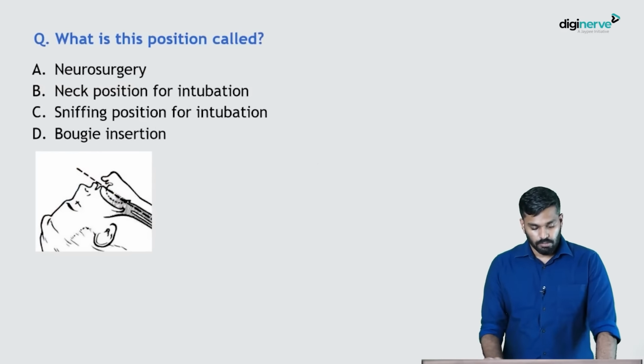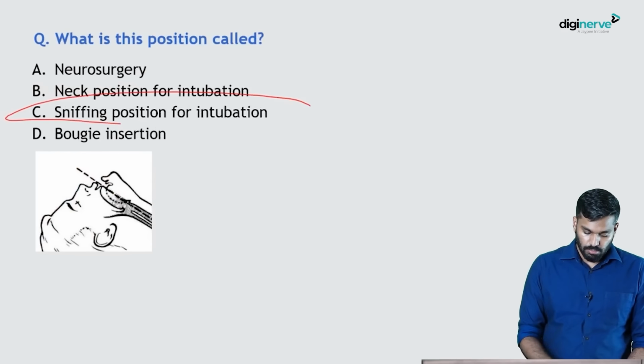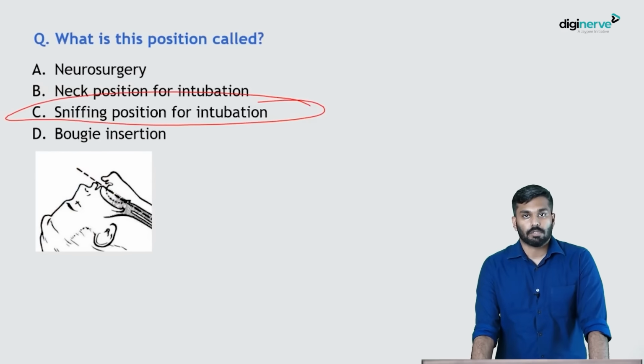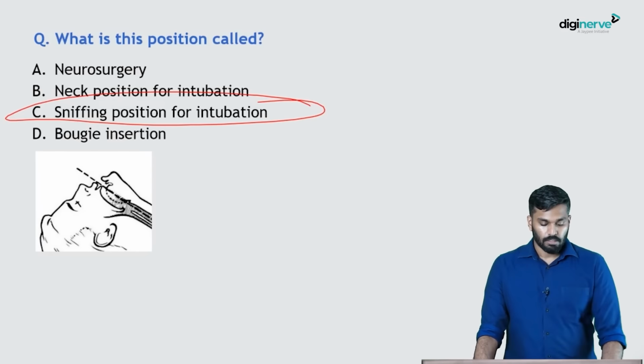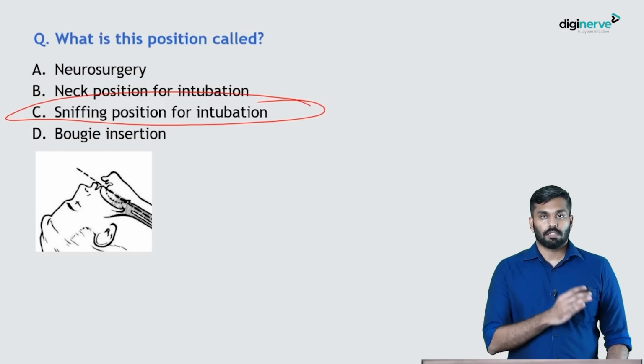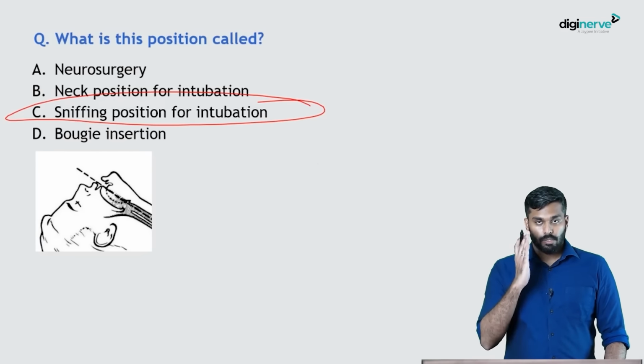What is this position? Okay, this is the position for intubating. This is called the sniffing position. This is extension at the atlanto-occipital joint and flexion at the cervical joint. Extension should be at least 85 degree and flexion should be at least 35 degree. Using this position, all the oral, laryngeal and pharyngeal axis come into a straight line.